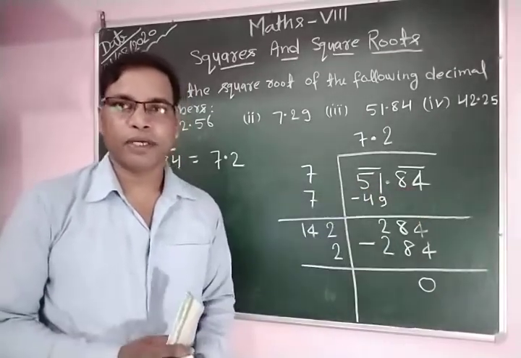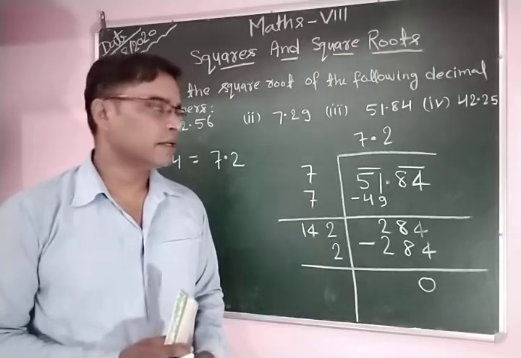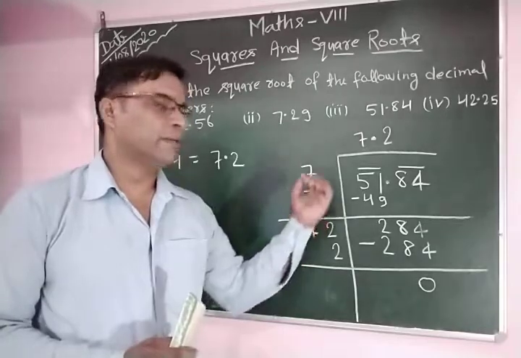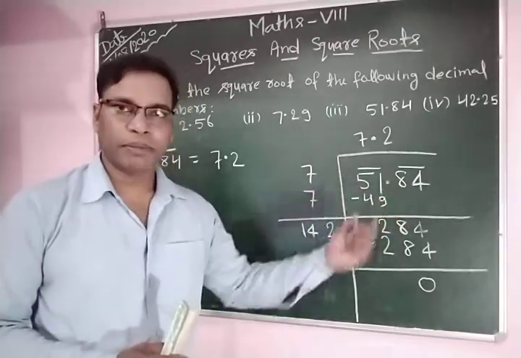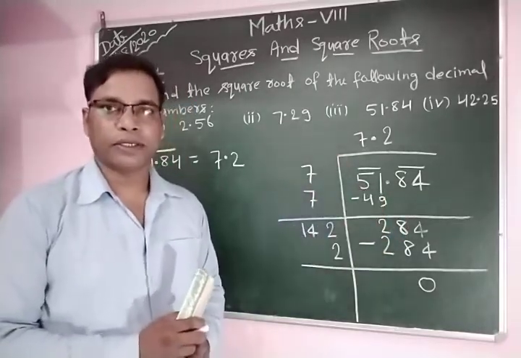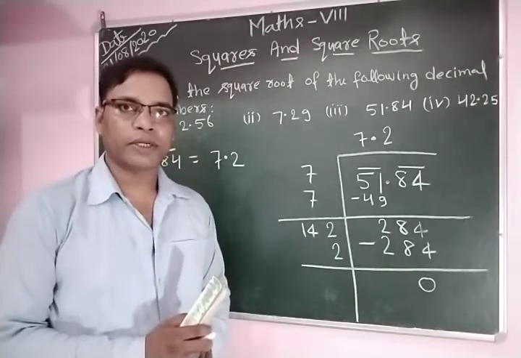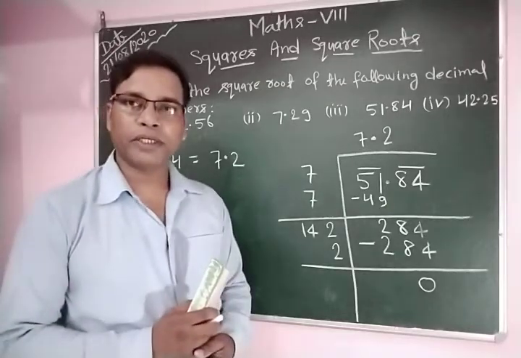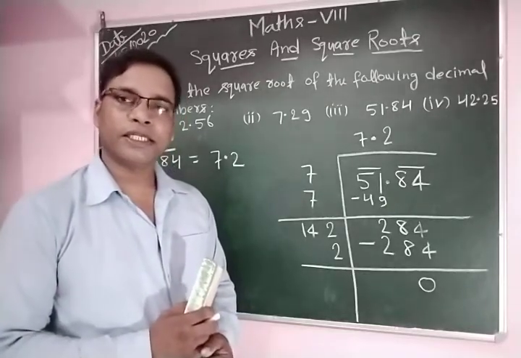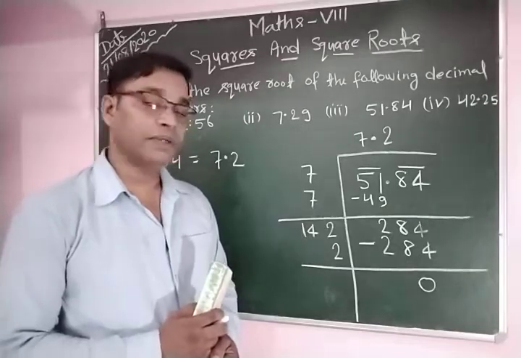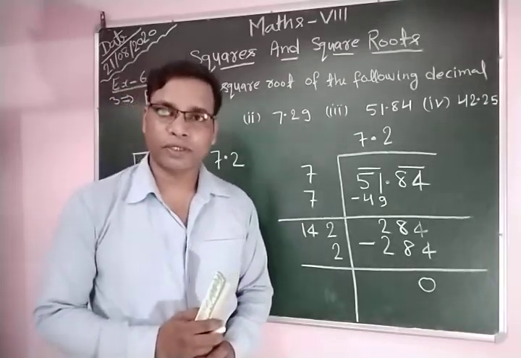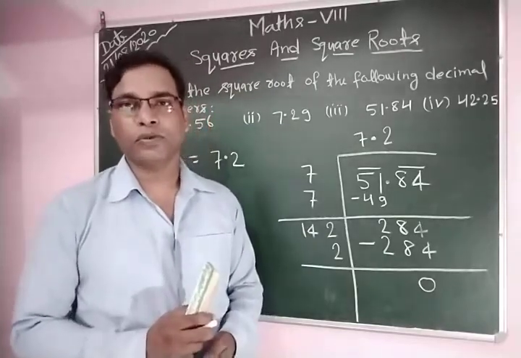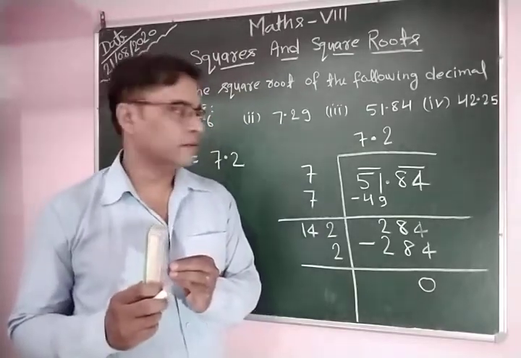Okay, in the integral part we put the bar from right to left, and in the decimal part we put the bar from left to right. And you can see here 51 is the extreme part. Okay, extreme numbers. So we start from here and we select possible numbers whose square is less than or equal to 51. For this first we take 6, 7 and so on, and we check which is the closest to 51.